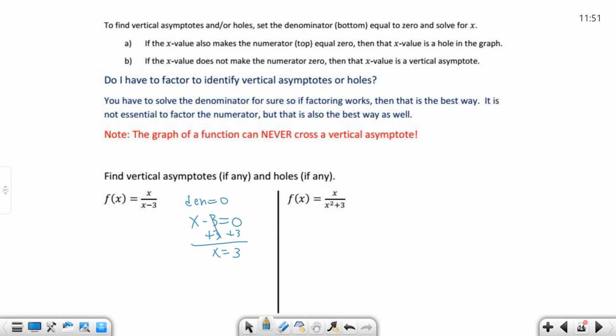Does 3 make the numerator 0? No. If I plug 3 in, I get 3. And also, I can look at it. Do I have x minus 3 up top? If I did, then I would have a shared factor. I don't have a shared factor, so the numerator is not equal to 0, so the vertical asymptote is x equals 3. And if you want to say, okay, what about holes? None.